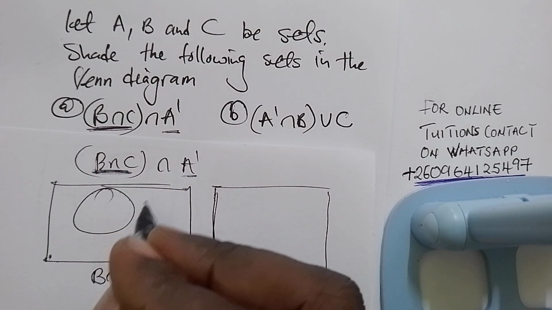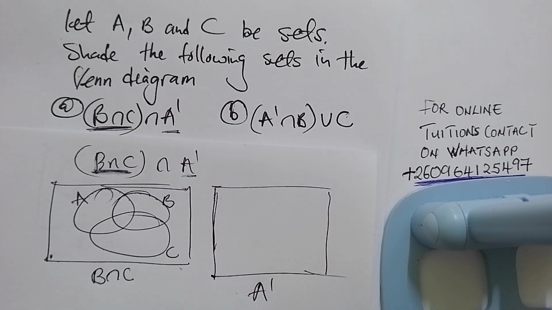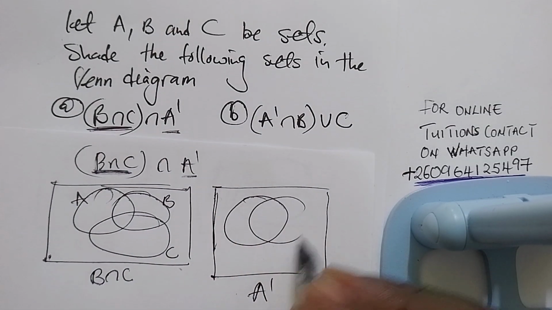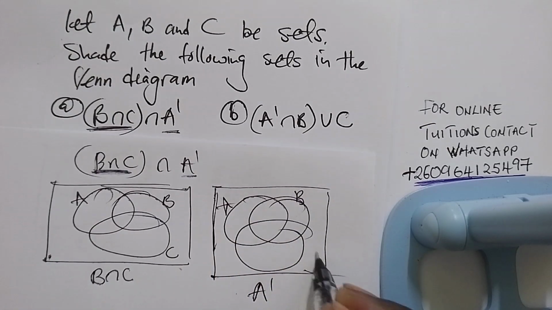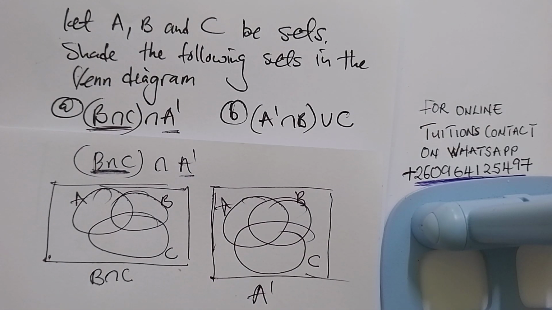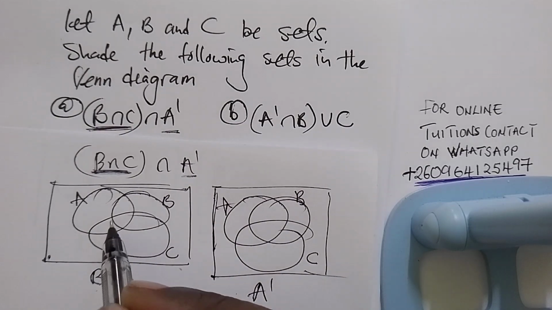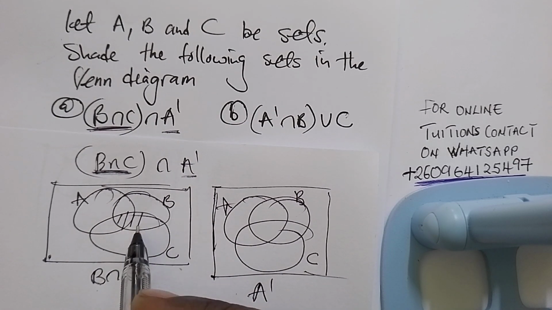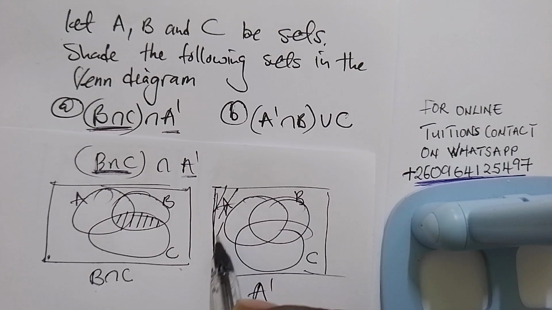So in this Venn diagram, we have three sets, A, B, and C. Also in the other Venn diagram, we have three sets, A, B, and C. Doing this, we show B intersection C. B intersection C is this part that is found in both B and C. Then A complement is everything outside set A.